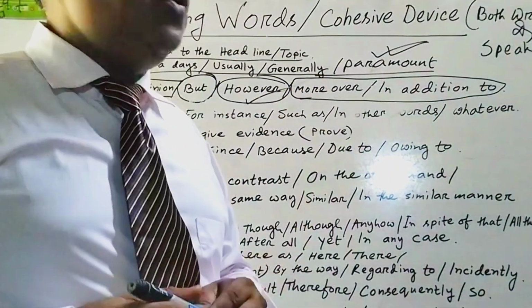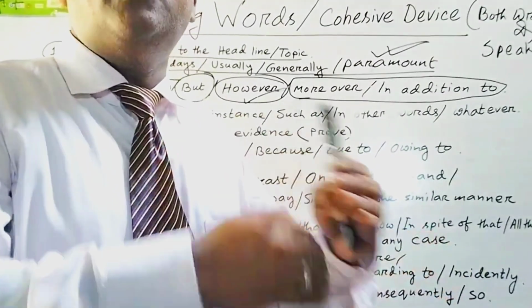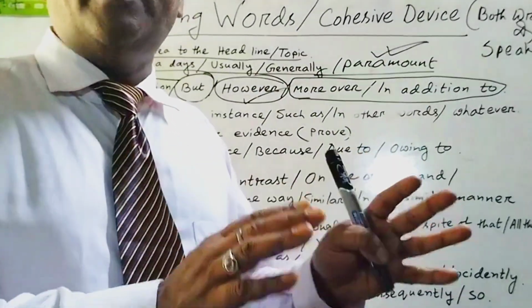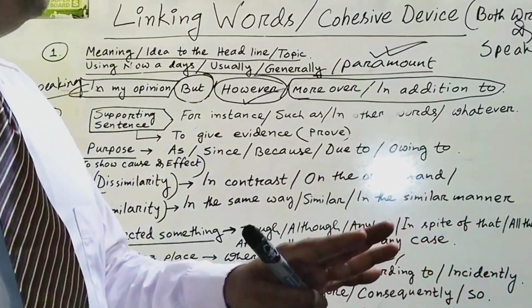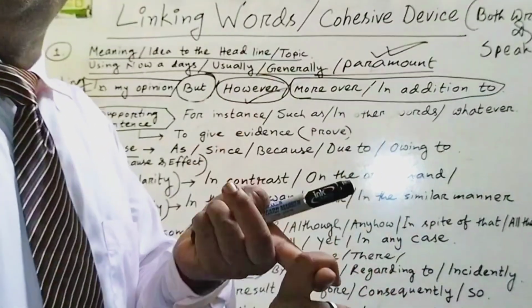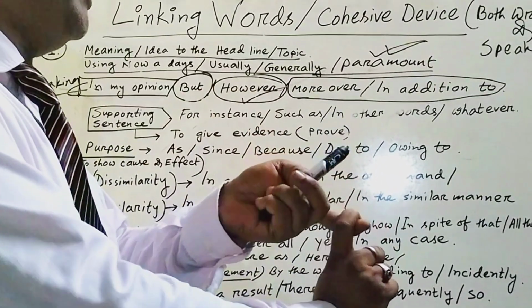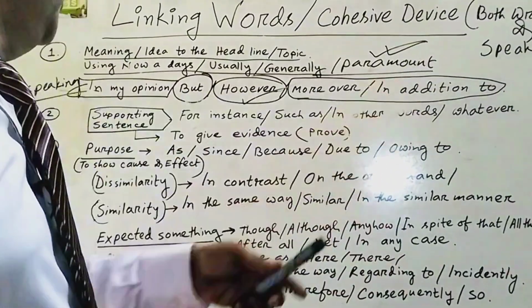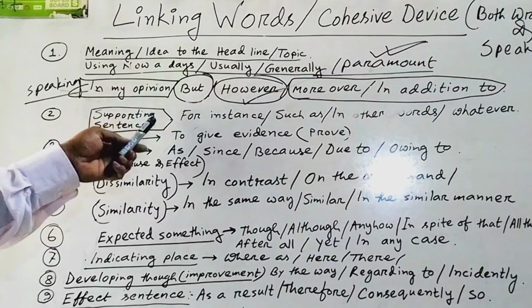Moreover, অধিকন্তু. In addition to, অধিকন্তু, one positive side, then the more positive. You can describe something in a positive way, and otherwise you have to add more information, or a larger sentence, then you can say in addition to. Now the next one, supporting sentences.